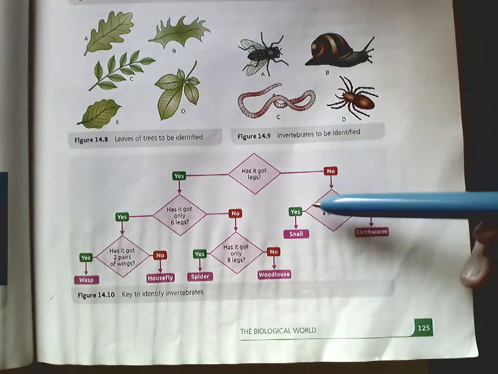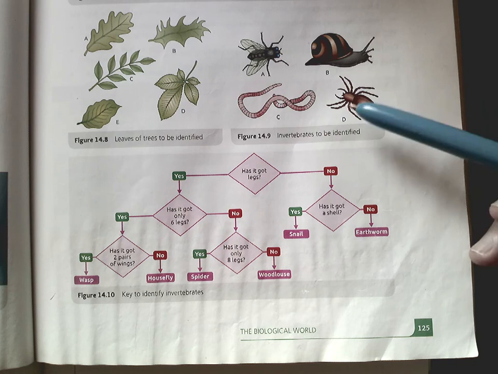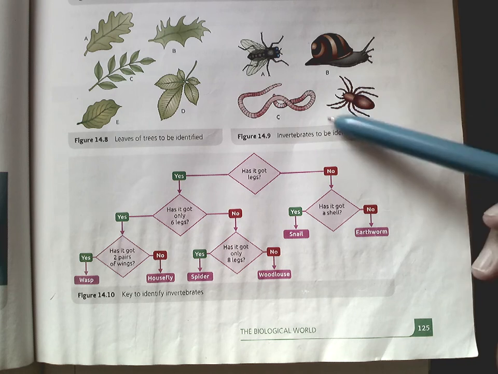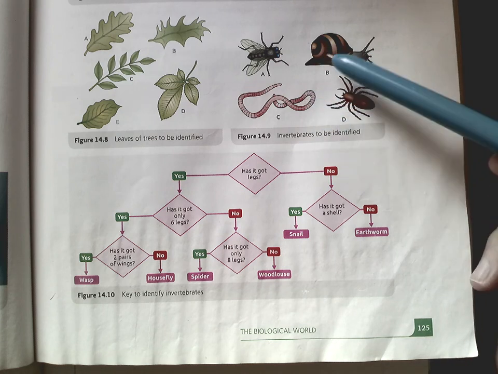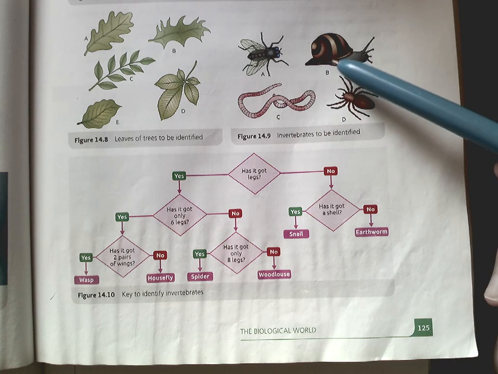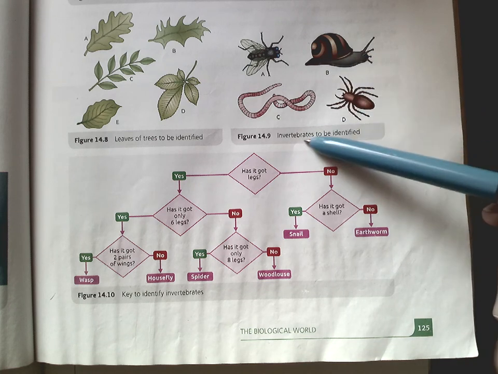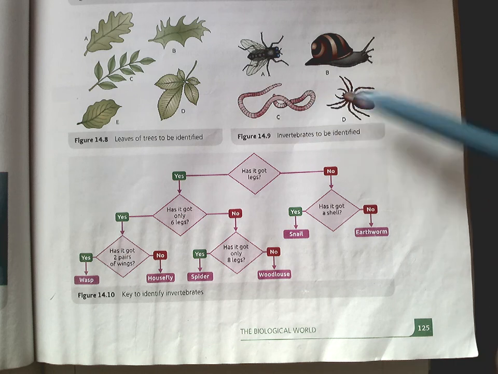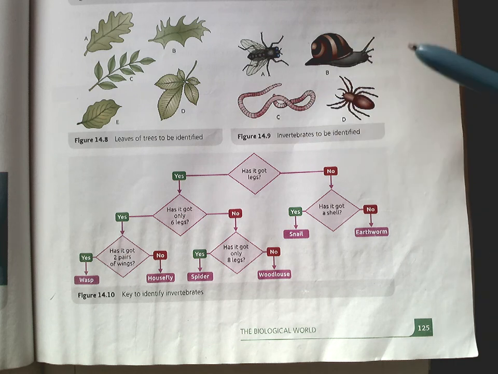So this is a key similar to the one that we use for the plants, but this key is going to be used to identify some of these what are known as invertebrates. Invertebrates are animals that don't have a backbone. So things like worms and spiders and snails and flies, for example, are known as invertebrates.